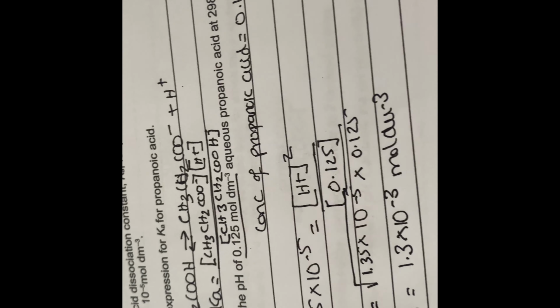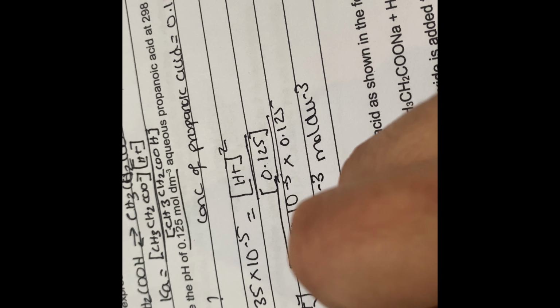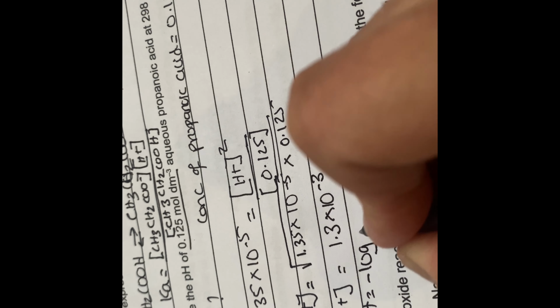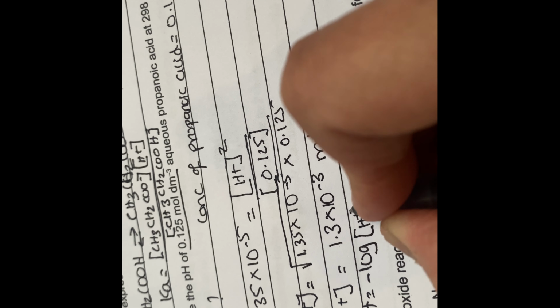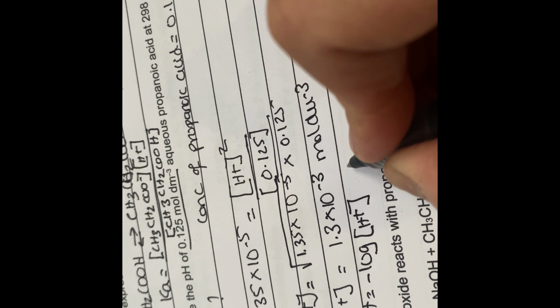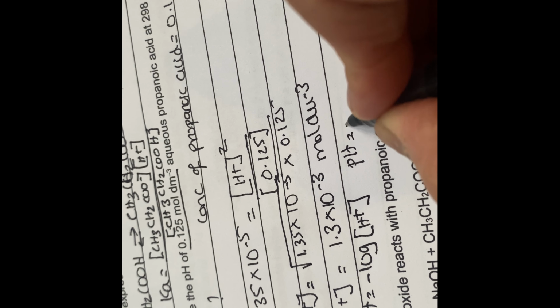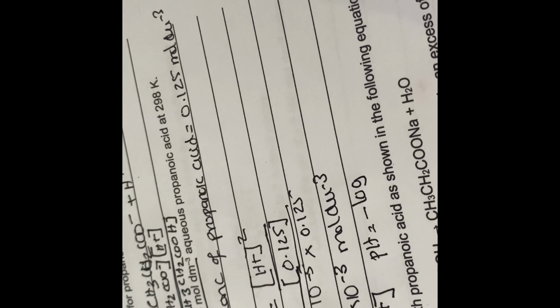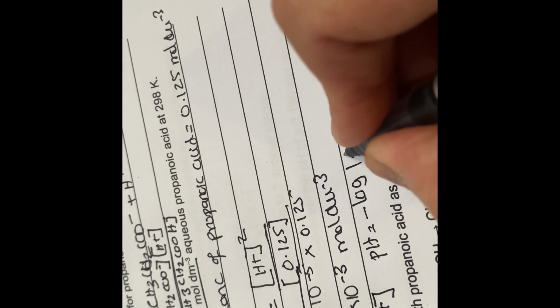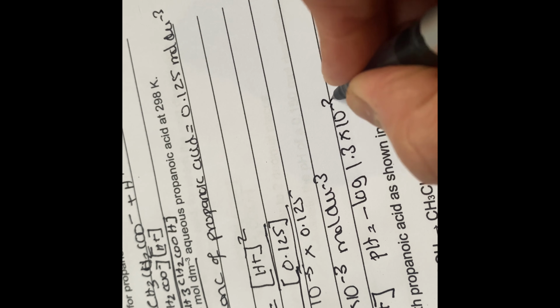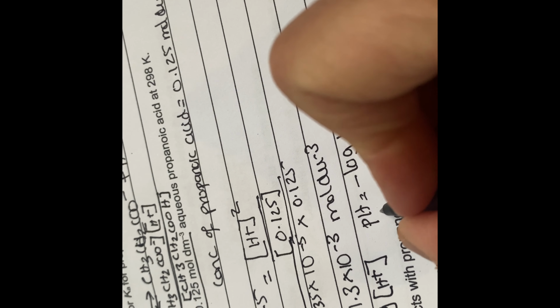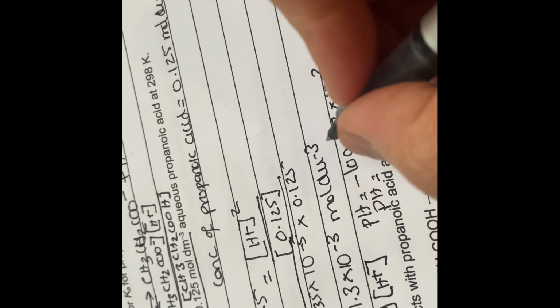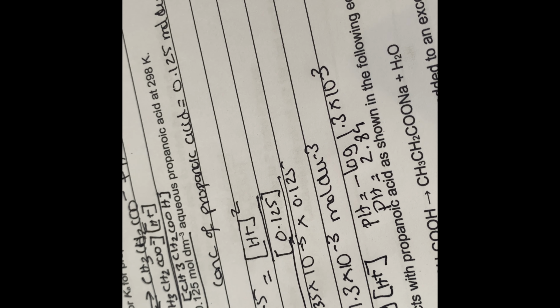Now we want to know the pH. So pH equals minus log of the hydrogen ion concentration, which is minus log of 1.3 times 10 minus 3. Therefore the pH is going to be equal to 2.89. And that's how you answer this question.